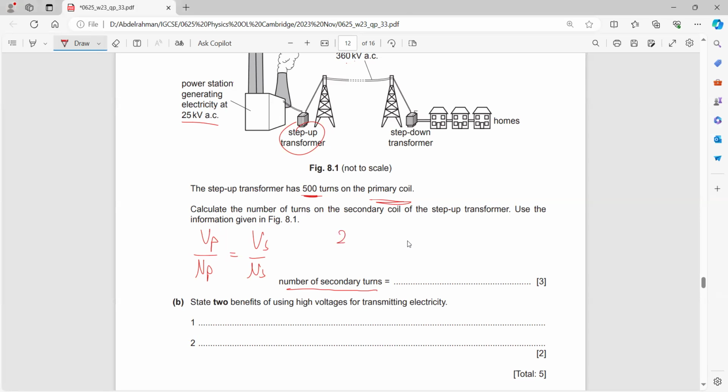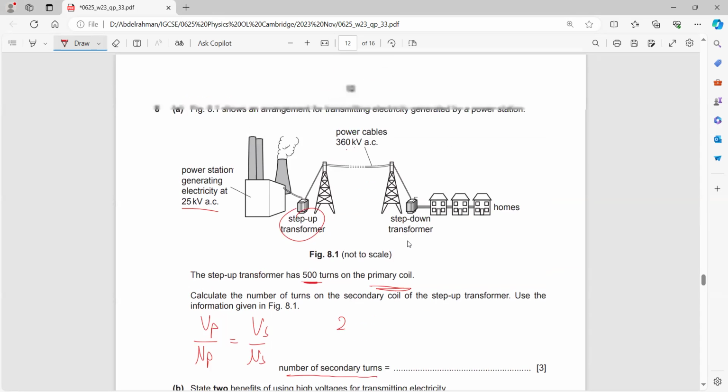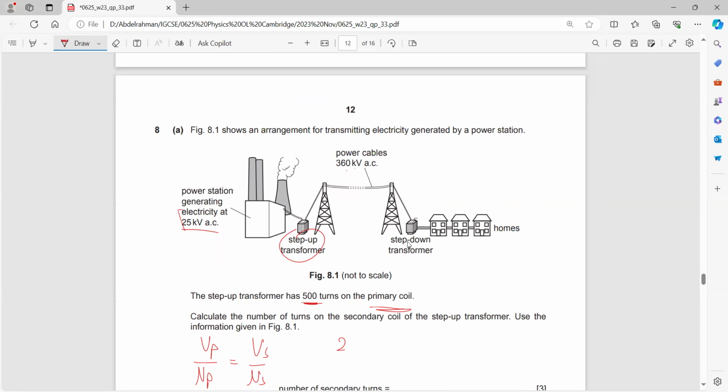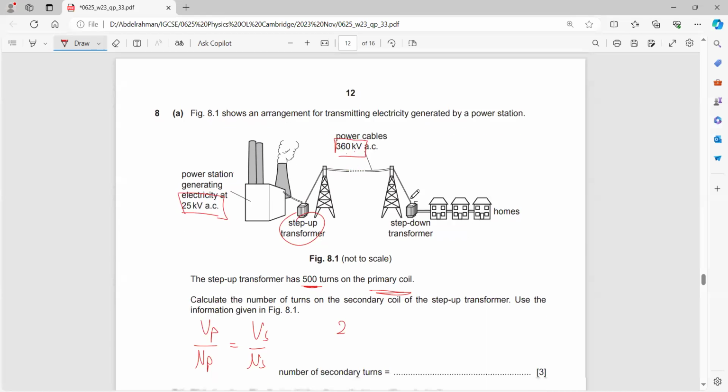And be careful guys, in this question you don't need to change the kilovolts to volts. Why? Because both of them are in kilovolts. Be careful, both of them are in kilovolts. VP is 25 kV so I can just write it down as 25. VS is 360 kV, I can just write it down as 360.